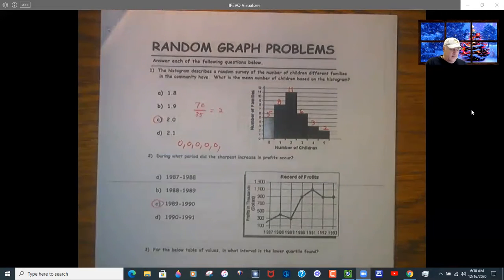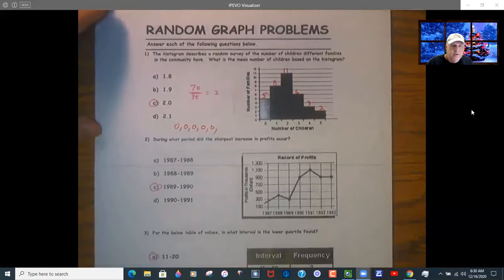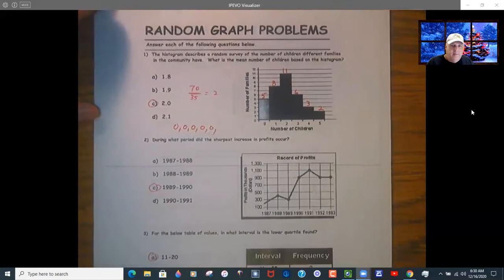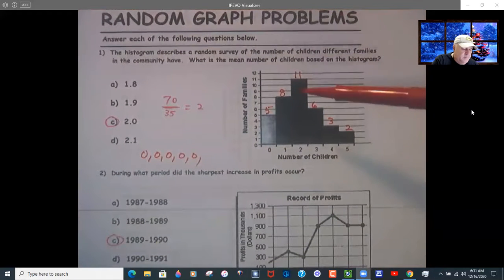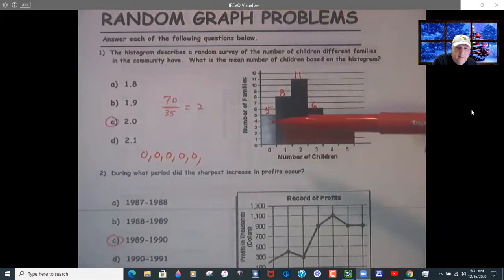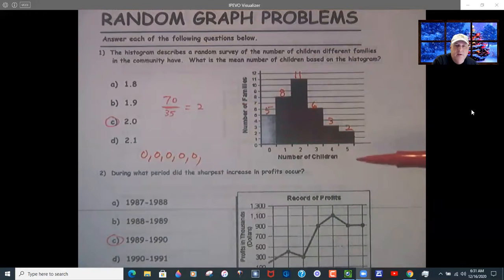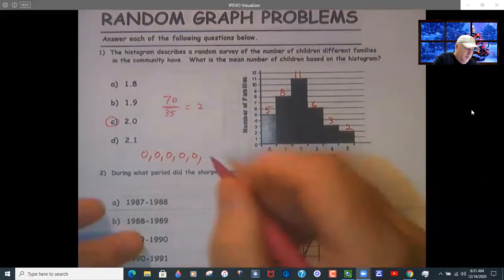Random graph problems. On this assignment, what you should try is these random graph problems. The very first one here is the weighted mean. So we're going to take 5 scores at 0: 5 times 0 plus 8 times 1 plus 11 times 2 plus 6 times 3 plus 3 times 4 plus 2 times 5, over the sum of the frequencies. So over 5 plus 8 plus 11 plus 6 plus 3 plus 2, which is 35. So that's why I started listing all the zeros.